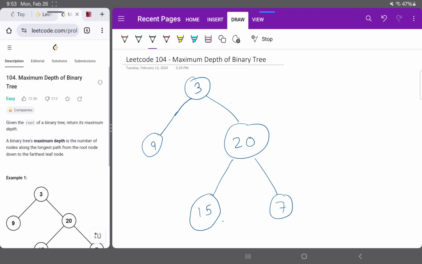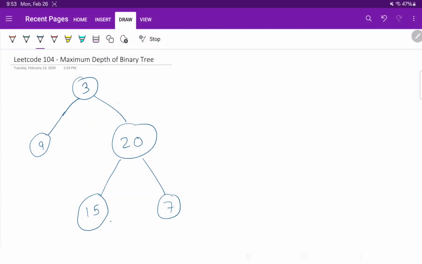Given the root of a binary tree, return its maximum depth. A binary tree's maximum depth is the number of nodes along the longest path from the root node down to the farthest leaf node. So what does the question mean? We have to find the maximum depth.